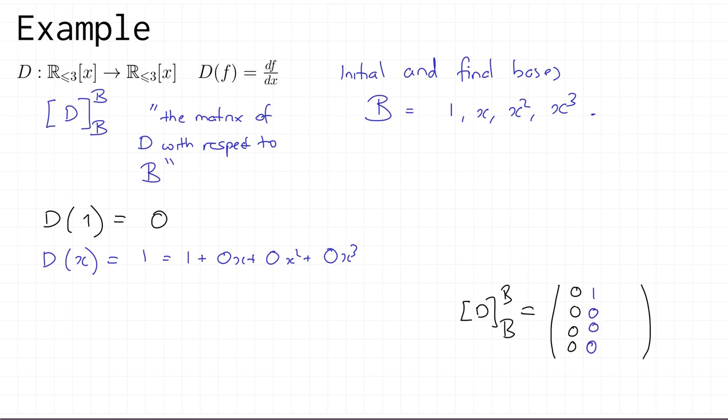So if you like, you can think of the rows as being labelled by the final basis, and the columns by the initial basis.